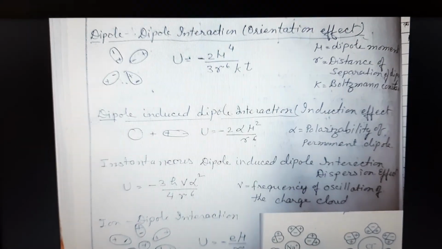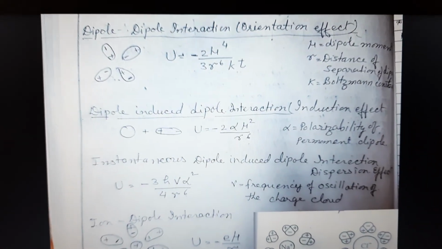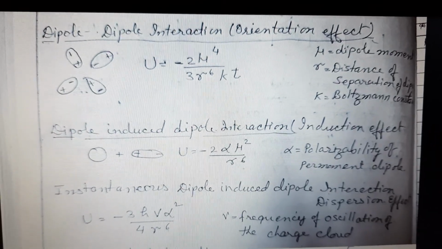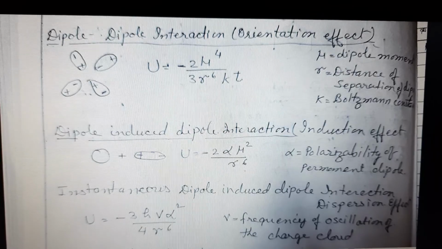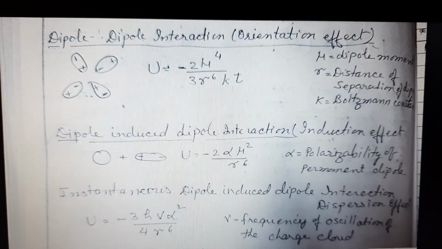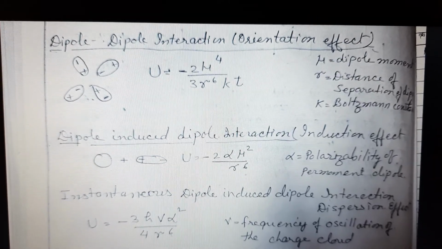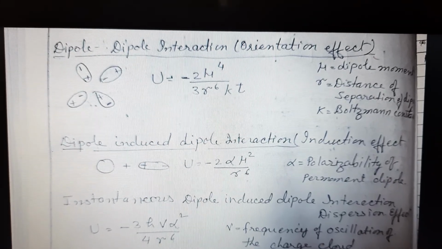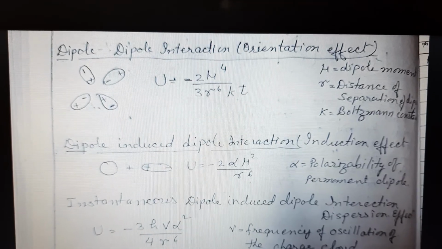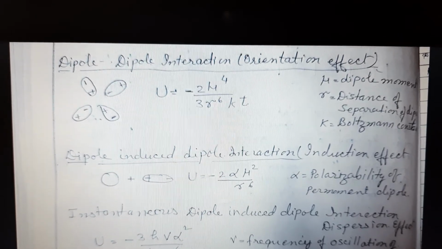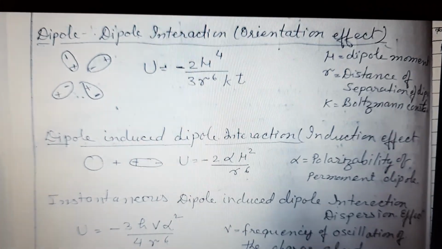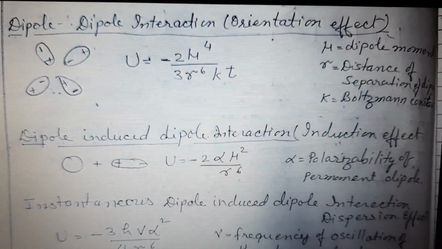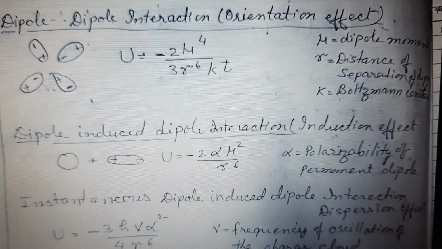In continuation to the previous lecture, today we take the 6 types of interaction between atoms of liquid which affect the properties of liquid. Forces that bind the molecules together, occurring between the molecules, are called intermolecular forces. The 6 types of attractions are: first, dipole-dipole interaction, also known as orientation effect.